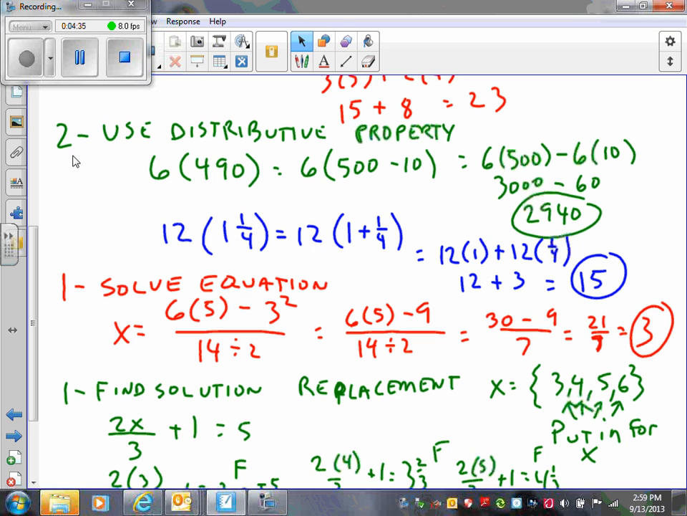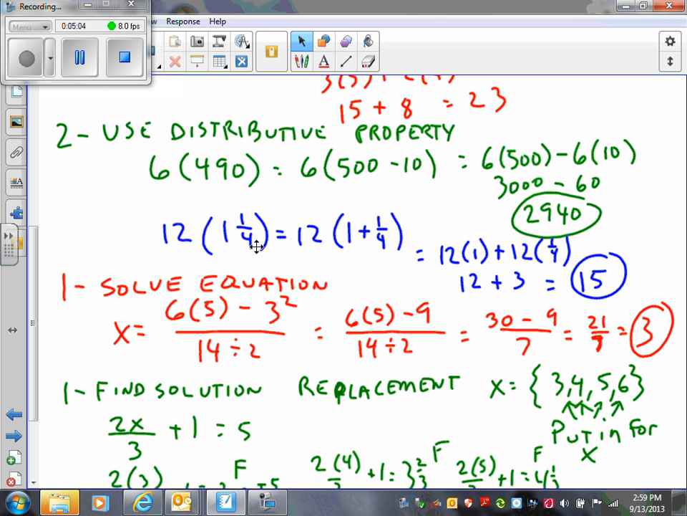Then we have 2 that say use the distributive property. What they mean by that, you take 6 times 490. Well, you'd try to get this so it's 1-digit numbers. You'd go 6 times 500 and 6 times minus 10. That gives you 3,000 minus 60, which is 2,940.